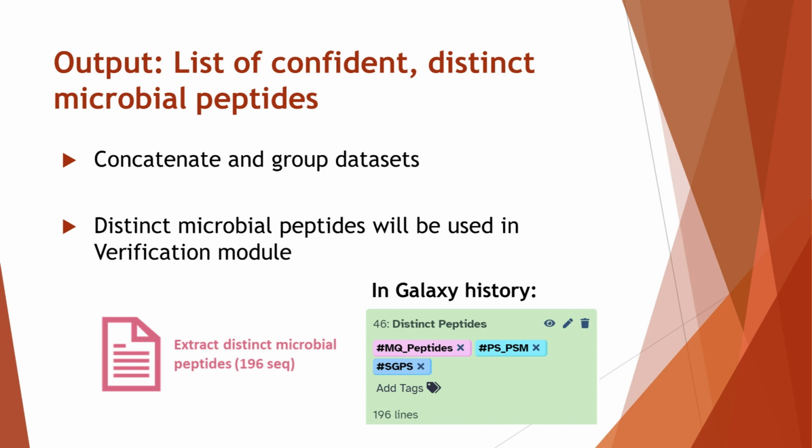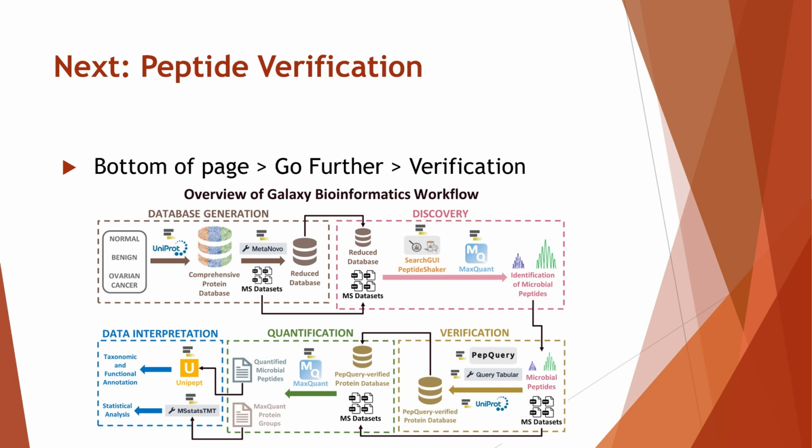At the time of this video, we obtained around 196 peptides from this step. We will use this list for the next module for peptide verification. This marks the end of Module 2 Discovery of the Clinical Metaproteomics tutorial.